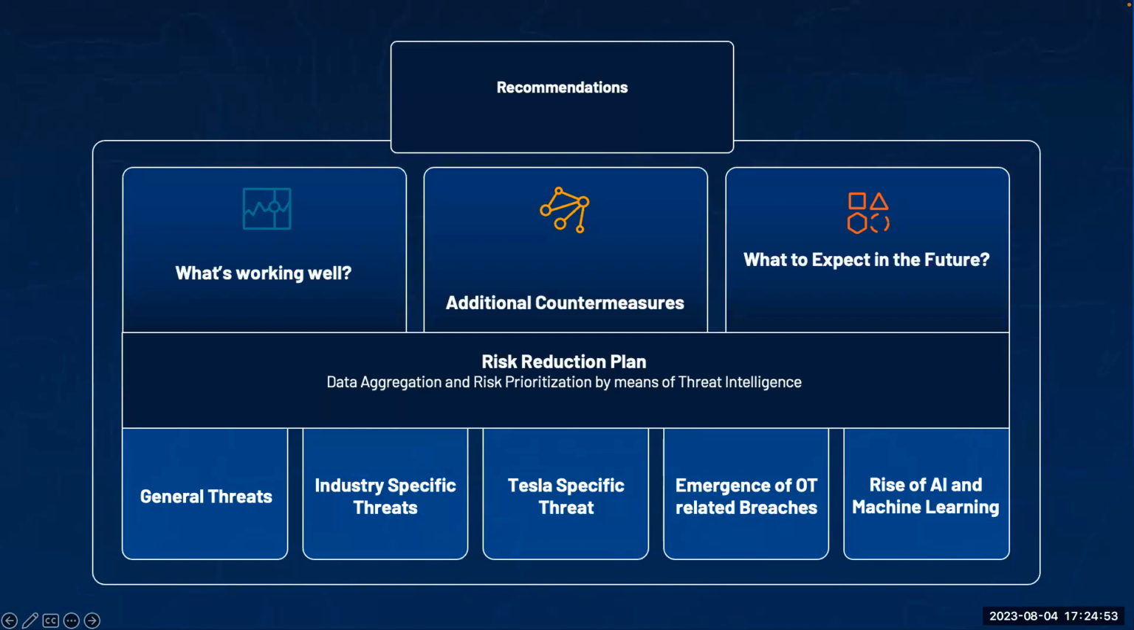So given all that, we recommend the risk reduction plan. We aggregate the data and we do the risk prioritization by means of threat intelligence. And while we address our general threats and allocate the resources to specific threats that are on the rise, we need to be aware of what is industry-specific and Tesla-specific threats as well. So we need to look at the hardening of our systems in order to disable any services that we no longer need to minimize the attack path.